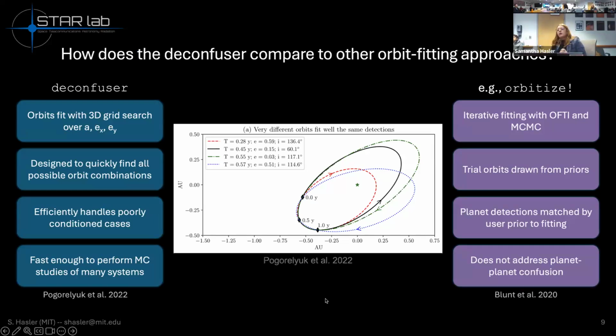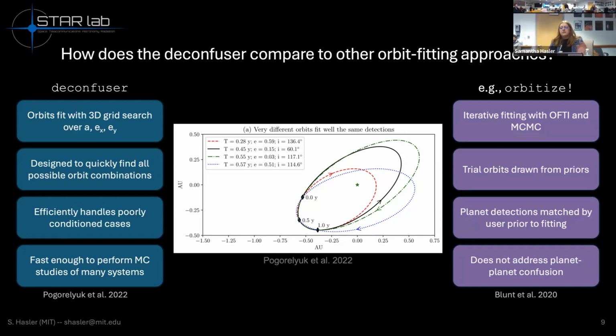You might also be wondering how the deconfuser is different from traditional orbit fitting methods. So here I'm going to compare the deconfuser to a very well-used and widely known tool called Orbitize. As I mentioned previously, the deconfuser fits orbits with a 3D grid search. So again, over the search space of the semi-major axis and the x and y eccentricity. Something like Orbitize performs iterative fitting. So it uses Bayesian methods and draws trial orbits from prior distributions. And something like Orbitize is guaranteed to either converge to the correct posterior of the orbital parameters or to find a solution within the astrometric tolerance if it exists.